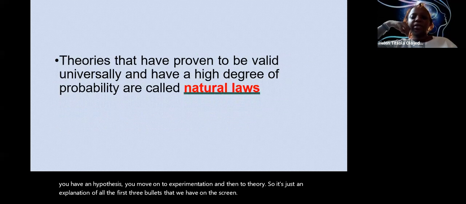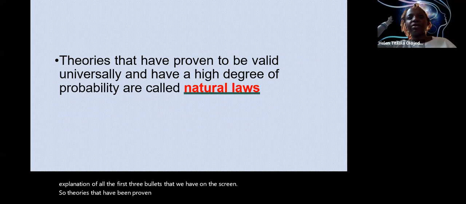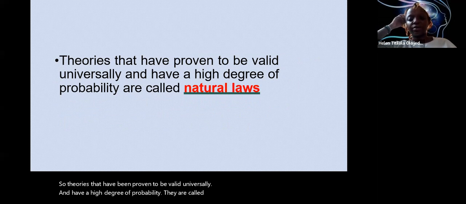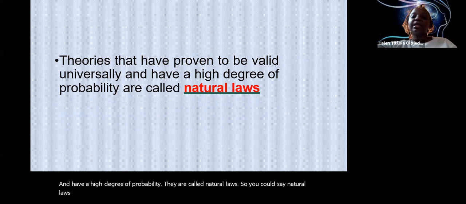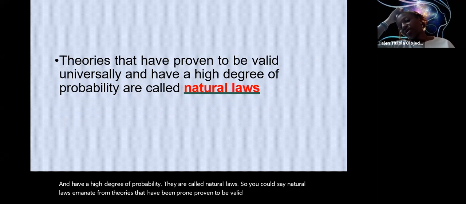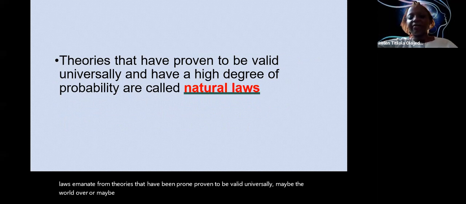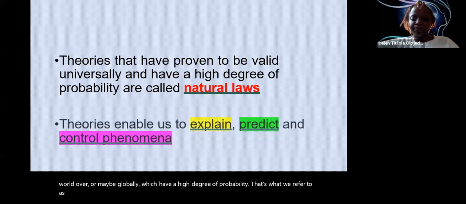So theories that have been proven to be valid universally and have a high degree of probability are called natural laws. So you could say natural laws emanate from theories that have been proven to be valid universally, maybe the world over or maybe globally, and which have a high degree of probability. That's what we refer to as natural laws.